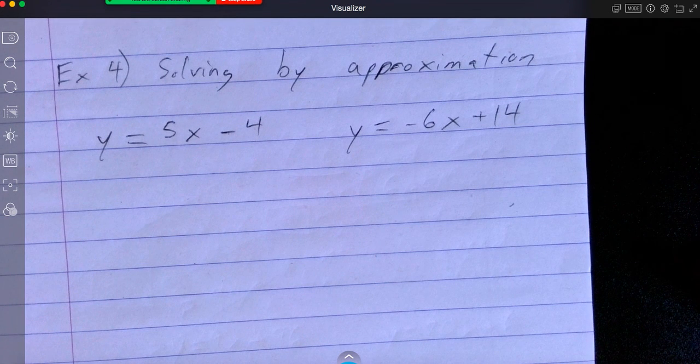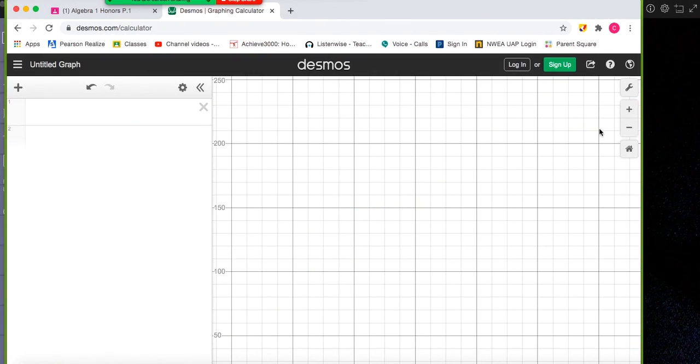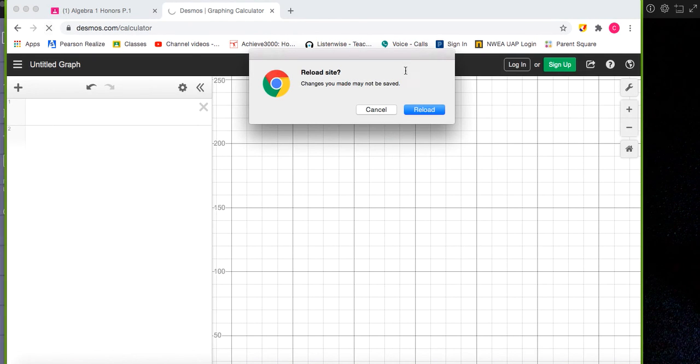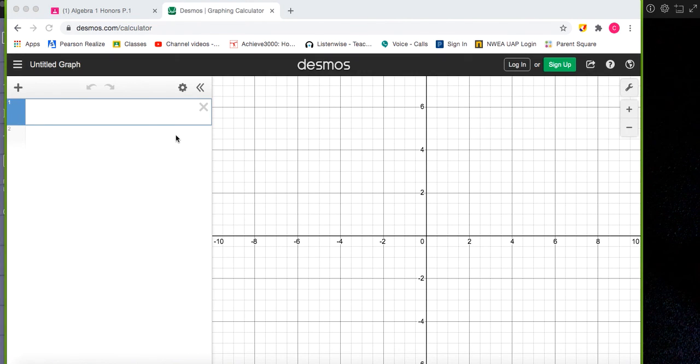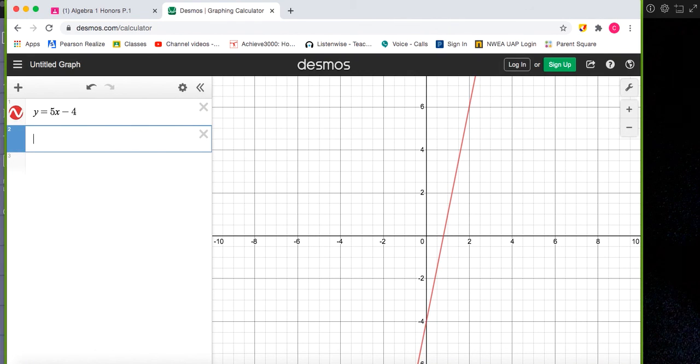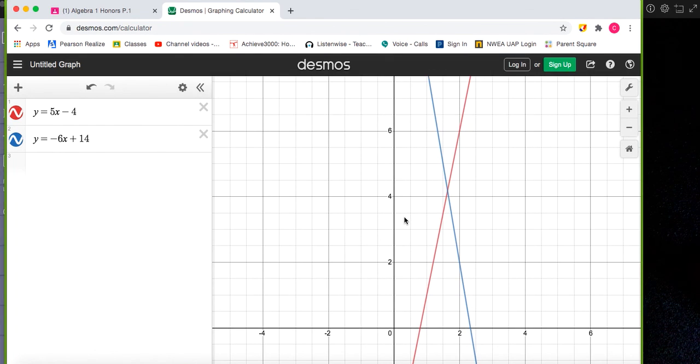So I'm going to go back to Desmos. And I'll type them in Desmos too, so you should copy them. You could copy them there as well. I'm going to delete these. Actually, I'm going to refresh this so it goes back to the original format. Okay, so the first equation I had was 5x minus 4. And the other one I had was y equals negative 6x plus 14. Okay, so there you go. There's the graphs, guys. See how handy this tool is right here?